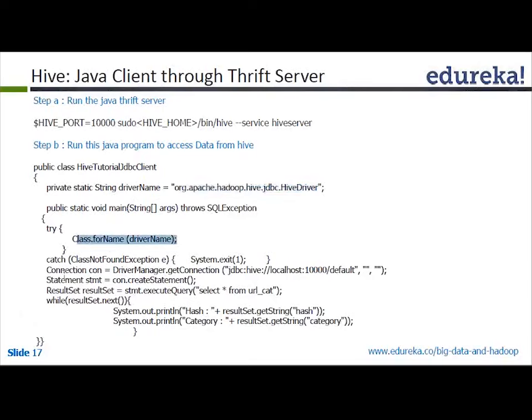Class.forName will be the driver name. Then you will use a connection to connect to the driver using JDBC:hive, the IP address, the port number that you have set, and the default database. If you have any username and password, you can give that also. Create a statement, get a result set, and simply loop through it and print out the hash and the category, friends. So what am I trying to show over here? How to use Hive from Java, like a JDBC code, to connect to a Hive system.